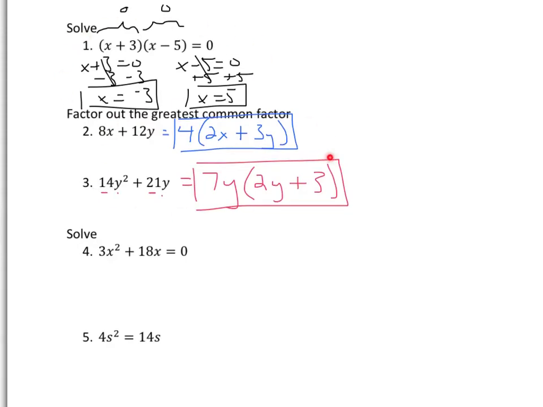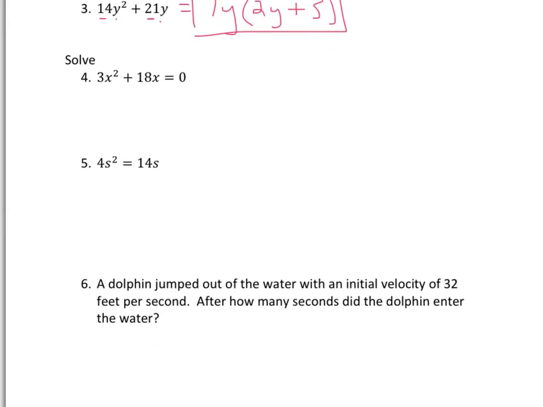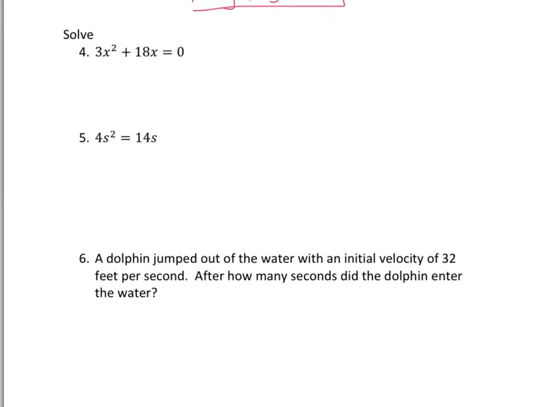So we're going to combine these two things, solving and factoring. We have to factor first in order to solve our equations. So number 4 here, we've got 3x squared plus 18x equals 0. So we're going to factor out whatever we can. Like I said, we're undistributing. You're taking something out of both of those, whatever's common, and then you're going to see what you have left.